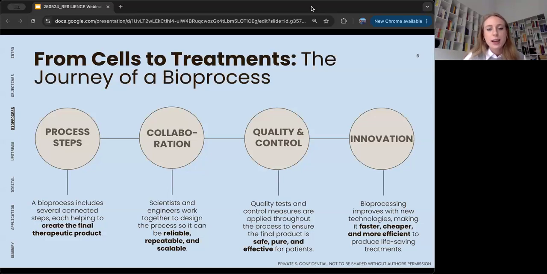Moving on to quality and control measures, which are integrated throughout the process. This basically just means that constant testing and monitoring is done throughout the process to detect any deviations or impurities. And these rigorous standards are essential to guarantee that every dose of the therapeutic product meets safety and efficacy requirements. Finally, we have innovation, which drives the field forward. So the implementation of new technologies and digital tools can help improve efficiency, reduce costs, and accelerate development timelines, making life-saving treatments more accessible to patients.